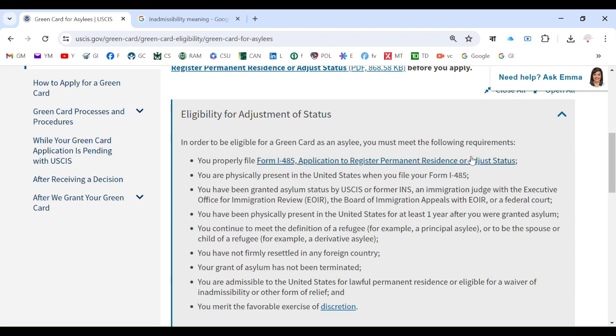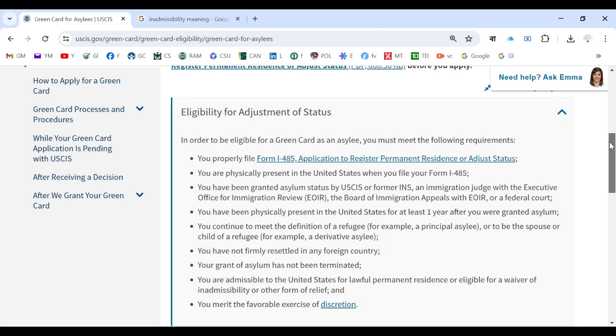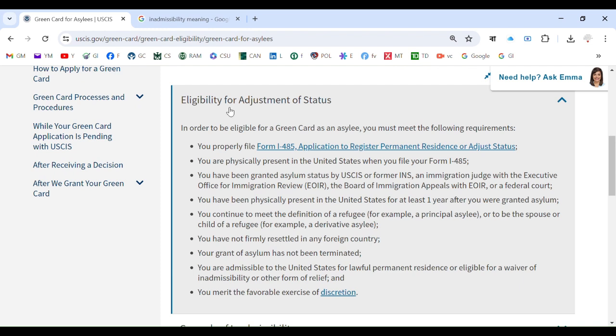So here, what are the eligibilities for doing adjustment of status? In order to be eligible for a green card as an asylee, you must meet the following requirements. You properly file Form I-485, Application to Register Permanent Residence or Adjust Status, okay? So this is the form you have to fill out and file. It is not a so difficult form to fill out. I will show you everything in subsequent videos. Just take a look in the next videos. Just do not be scared today. Just take a look step by step, okay?